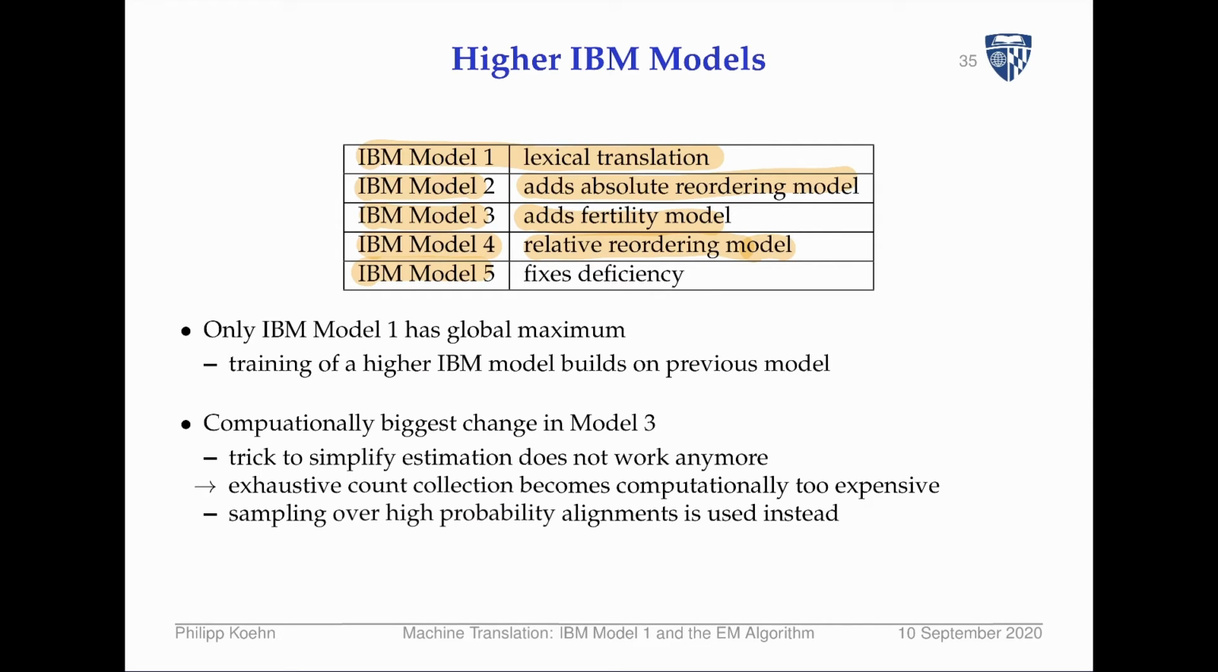So only IBM Model 1 actually has a global maximum. And computationally, the biggest challenge is in IBM Model 3. Once you add that fertility model, that trick we had that allowed us to do still kind of a proper solution to the problem of summing over all possible alignments doesn't work anymore. So we have to do other things, which is sampling, and then things get a bit more hairy.